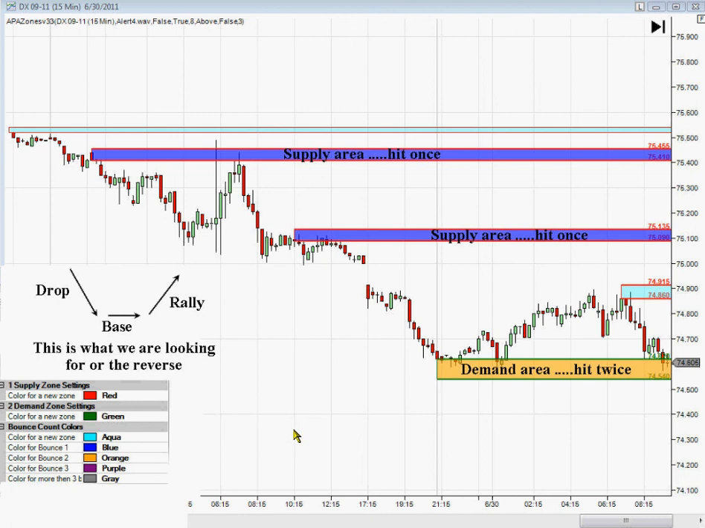That's what I wanted to get across in this little video. What we're looking for is drop base rallies, rally base drops. We're looking for price to enter some demand or supply areas, and it's simply the emotions of the traders at these points. You can see that as price was very imbalanced here and just sold off.